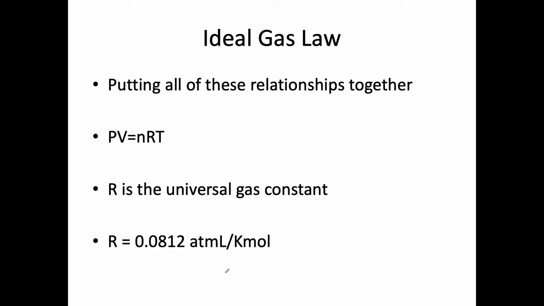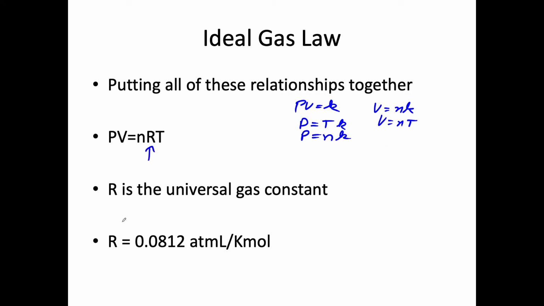So what we're going to do is put all these relationships that we learned in the last lecture together. PV equals nRT, PV equals K. So if we look at this, we got P and V is equal to constant. Remember, P is proportional to T, and P is proportional to n, and volume is proportional to n, and volume is proportional to T. All these relationships, when we put them all together, we got PV equals nRT.